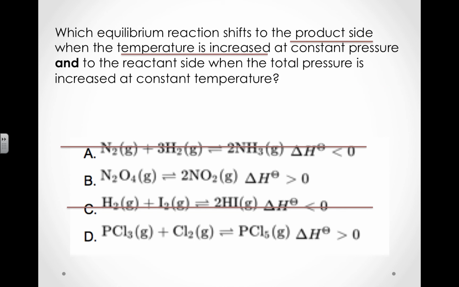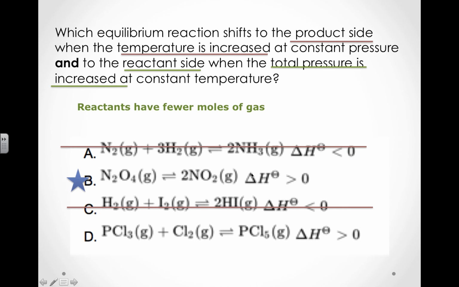Now I'm going to deal with the second part. Something that'll shift to the reactant side when the total pressure is increased. So if increasing pressure shifts towards the reactants, and these are all gases, that means I've got to have fewer moles of gas on the reactant side. So I look at B and D. B, I have 1 versus 2. D, I have 2 versus 1. So it's going to be B to shift towards the fewer moles of the gas. So there you go.